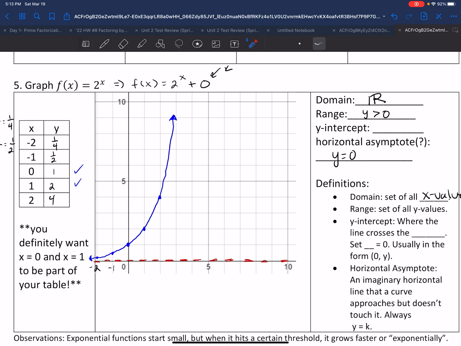So if you have any questions, just pause and think, and if you have access to the internet, which you should because you're watching this video, then go ahead and do some Googling or watch some more YouTube videos on what the whole idea of asymptotes are.